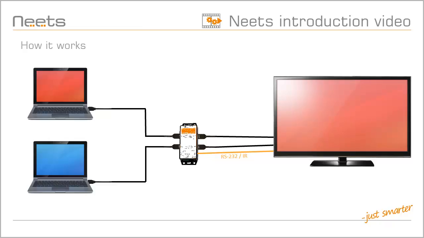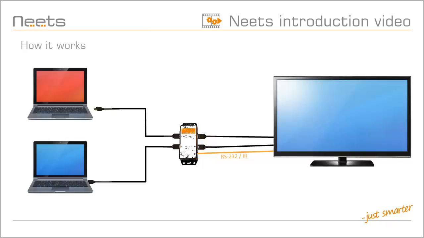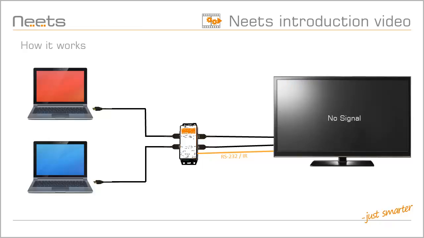If you disconnect the source you just added, or any other active source, the QueBec will detect that the signal is lost and inform the display to switch back to the active source. If both sources are disconnected, the QueBec will wait for another signal. If none is detected within a user-defined time, it will power down the display. This is how simple the Neets control system QueBec is to use.